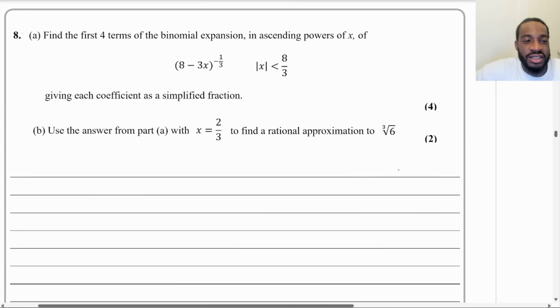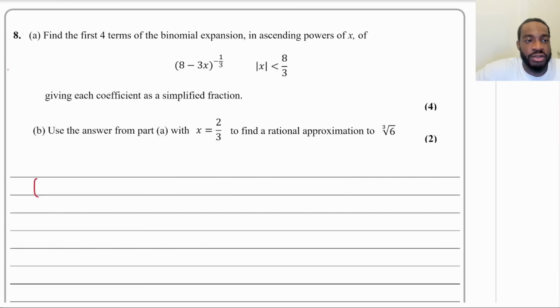All right, so part A says find the first 4 terms of the binomial expansion in ascending powers of x of 8 minus 3x to the minus a third, where the modulus of x is less than 8/3, giving each coefficient as a simplified fraction, for 4 marks. So this is just standard binomial expansion. So first, let me write the formula.